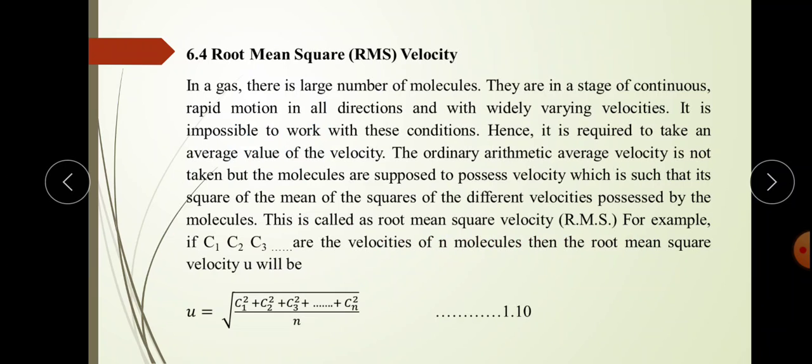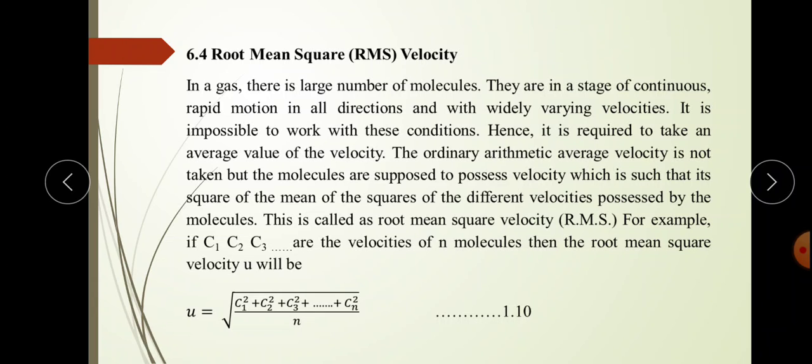Suppose there is a container and in the container a gas has been filled. There are n number of molecules. Each molecule can move in all possible directions with various velocities. So it is impossible to calculate the exact velocities, or the average velocity cannot be easily calculated. Therefore, to handle that condition, we have to use the root mean square velocity.